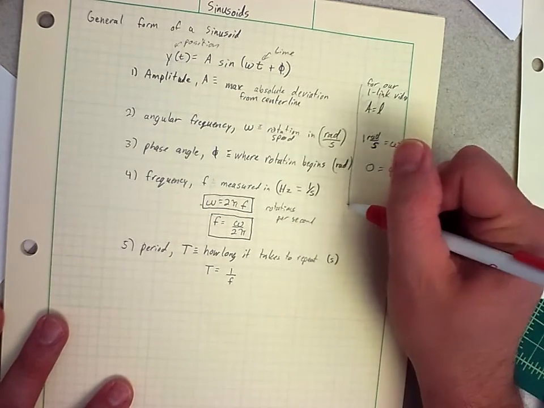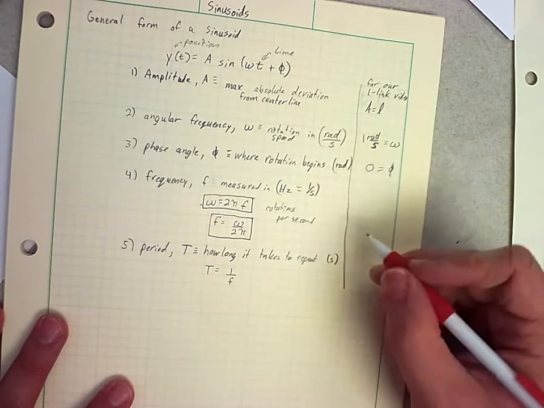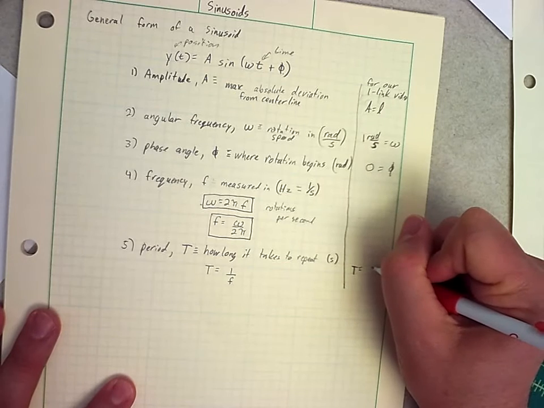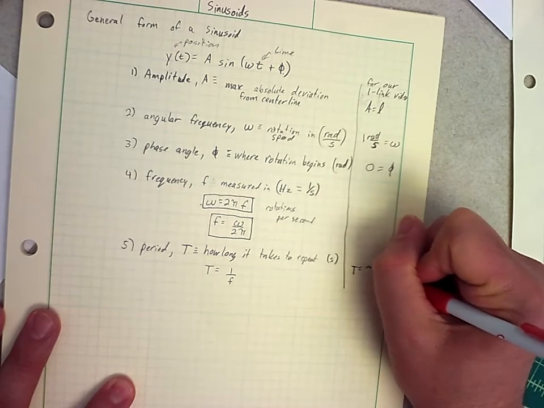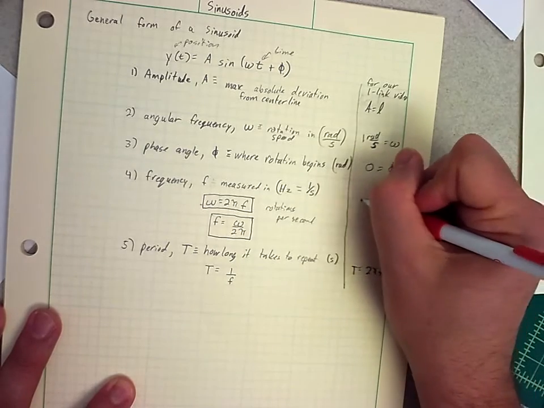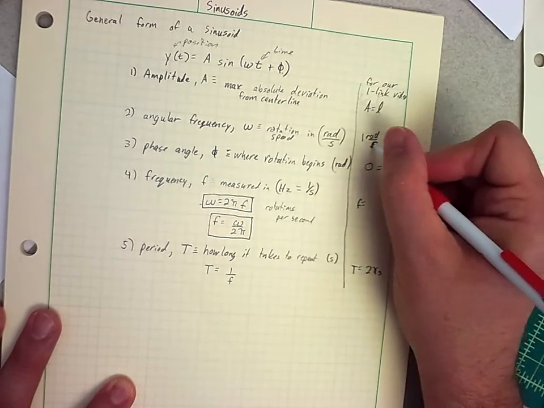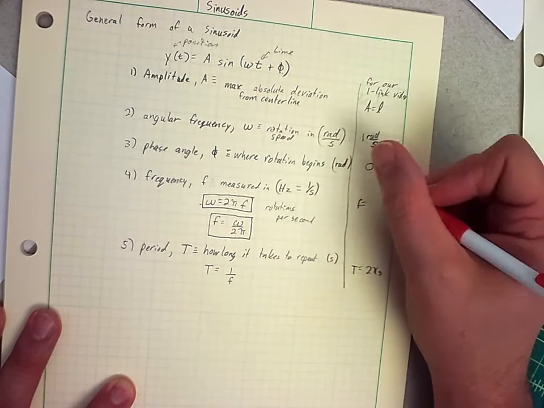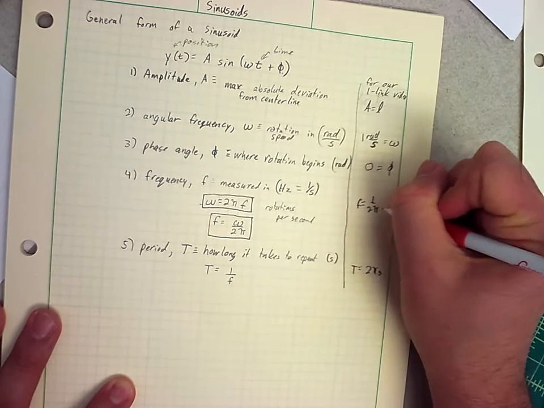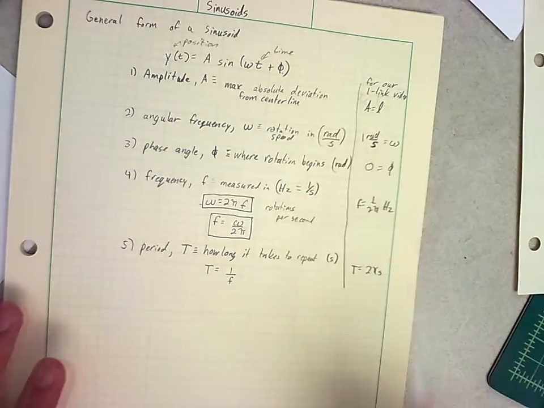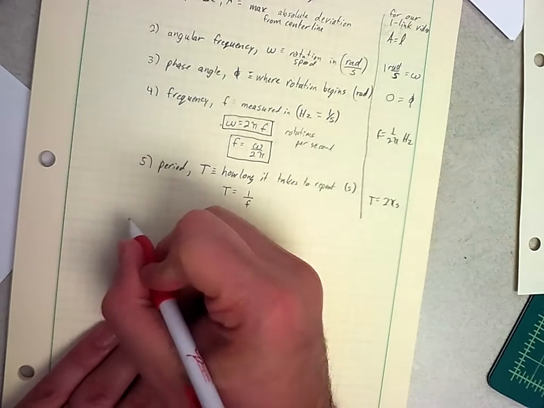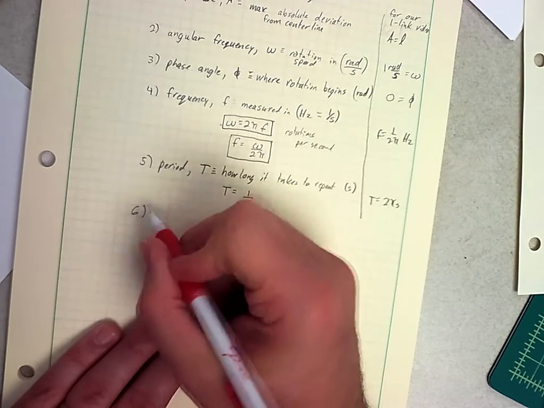So we mentioned before that the period for this one was 2 pi seconds. And the frequency for this one would of course be the 1 radian per second divided by 2 pi. So it would be 1 over 2 pi hertz for our 1 link that we talked about previously. And the 6th thing we talk about is the phase shift.